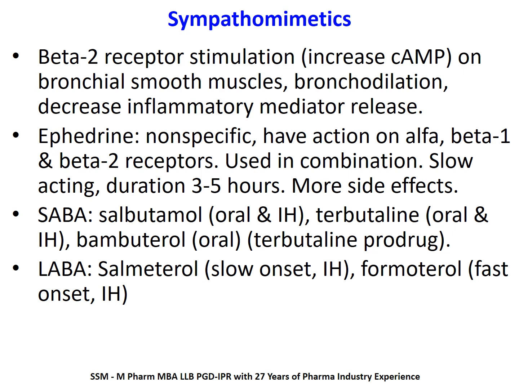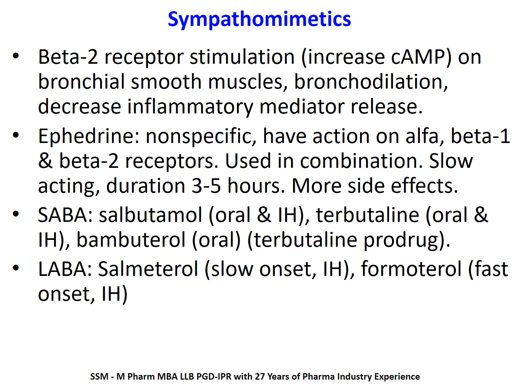Examples are ephedrine, which is a non-specific adrenergic agonist, which acts on alpha, beta 1, and beta 2 receptors. Because of non-specificity, it has more side effects. It is not used commonly nowadays, but is available in some combinations. It is slow acting, having 3 to 5 hours of duration of action.